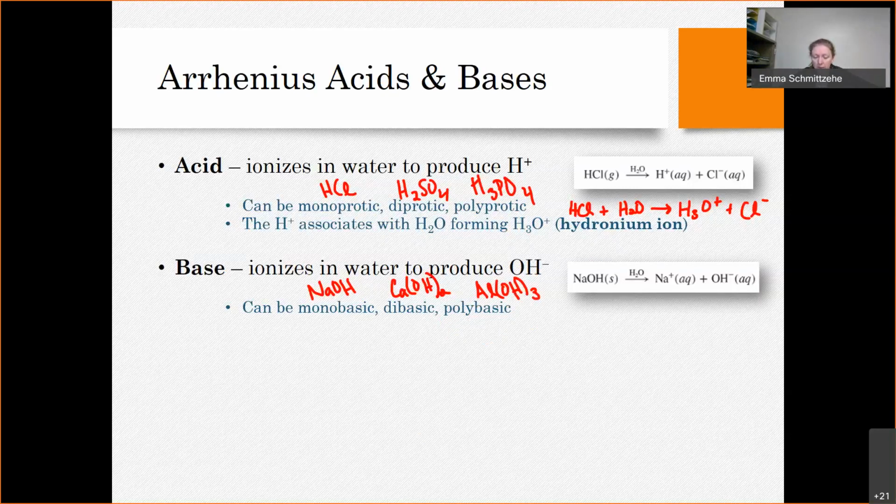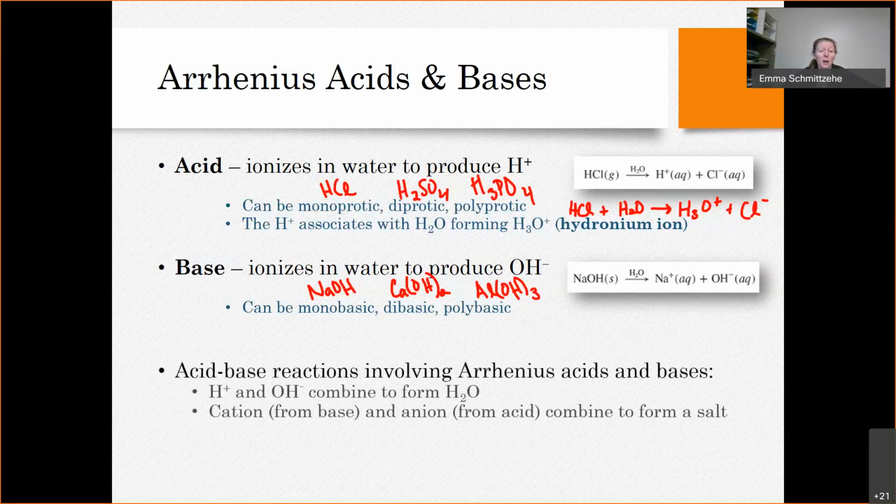Now, when we are dealing with things that are Arrhenius acids or Arrhenius bases, those things can react with one another, just like any acid or base. But specifically, when we're talking about Arrhenius acids and bases, the reactions always follow a specific pattern, and that's the pattern we looked at in chapter 5. So basically, your acid gives up H plus, your base gives up OH minus, so it's going to form water as one of the products. And then the other product is just a combination of the remaining cation and anion.